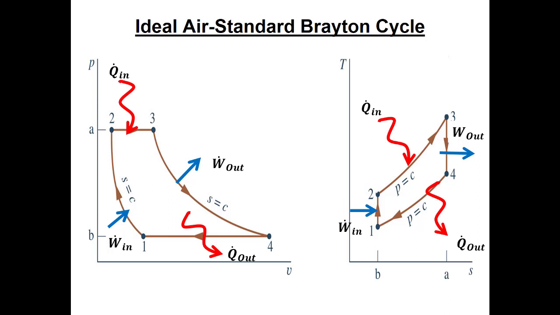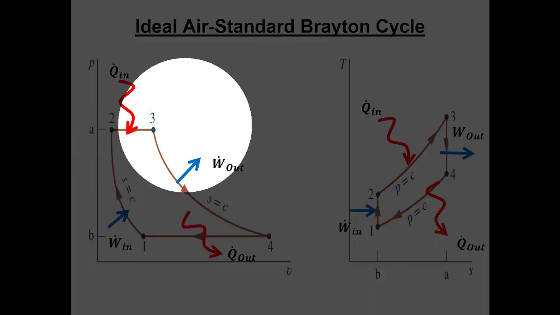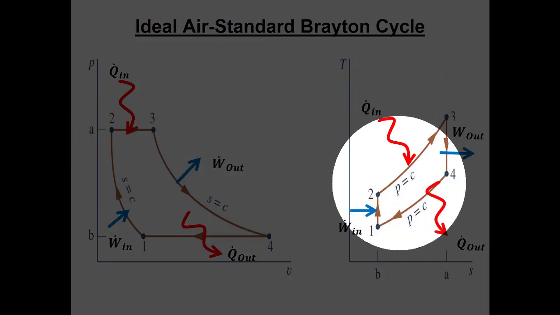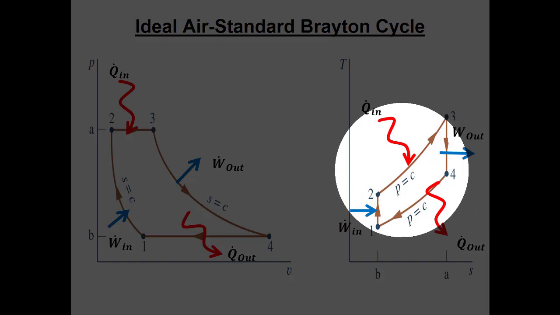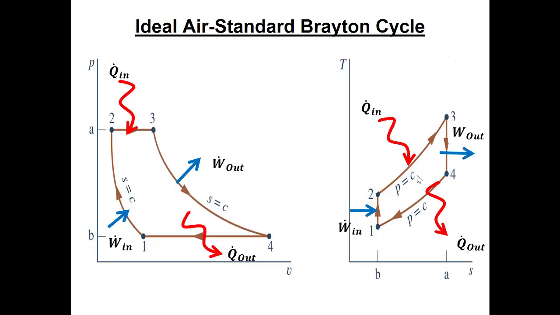But if it's a multiple choice question, maybe I'll give you multiple choice answers that have pictures of different TS diagrams, and I'll ask you, which is the TS diagram for a Brayton cycle? And you'll have to pick maybe this one versus a Rankine cycle one. So remember, Rankine cycles are the ones that are going to have vapor domes on them. For the Brayton cycle, because the working fluid is an ideal gas, there's no vapor dome here.